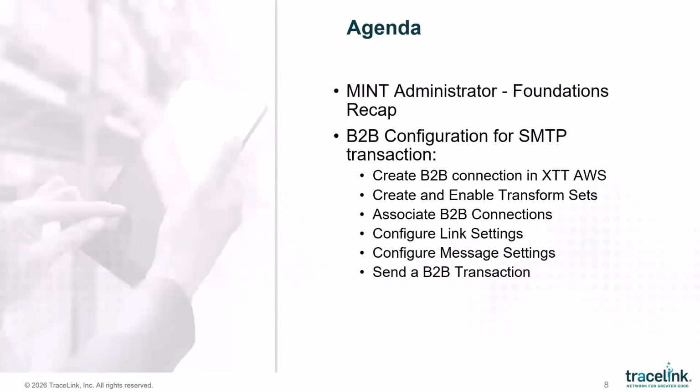So this is what we have on the agenda for today. First, we'll take a look at the foundations. Then, B2B configuration for SMTP transactions, how to create B2B connections in XTT AWS, how to create and enable transform sets, then how to associate B2B connections, configure link settings, configure message settings, and send a B2B transaction.